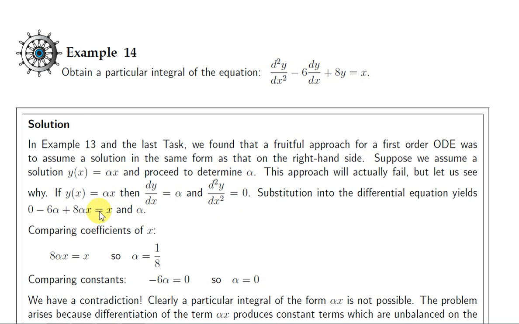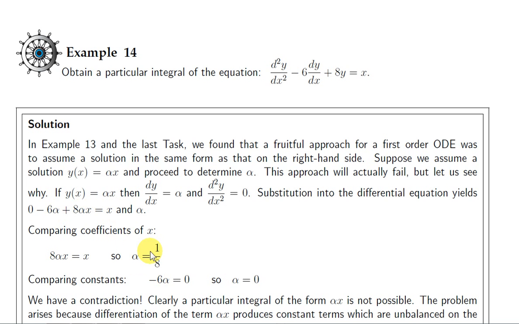We have to compare both sides here. So we have an identity. This has got to be true for all values of x. So the x terms must equal, or the coefficients must equal. So 8 alpha must equal 1, so alpha must equal 1/8. But then of course the constant terms on both sides must equal as well if this identity is to hold for all x. So 6 alpha equals 0, alpha equals 0.